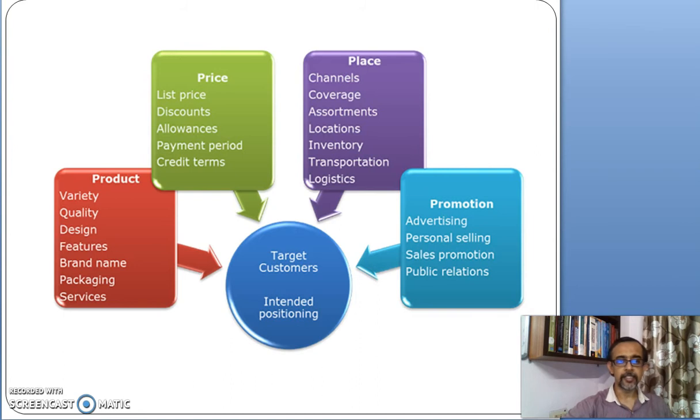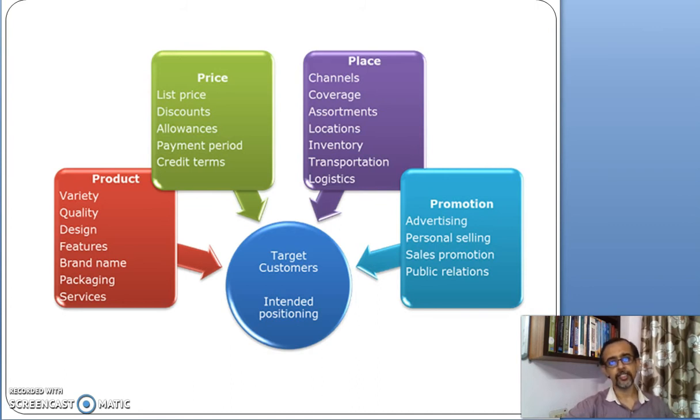What is a product? When you go to the market to buy a product, what are the things we look for? The variety in the product, the quality of the product, the design of the product, the features of the product. Sometimes you also look for the brand name of the product. So packaging, these are all the things that you look for in a product.